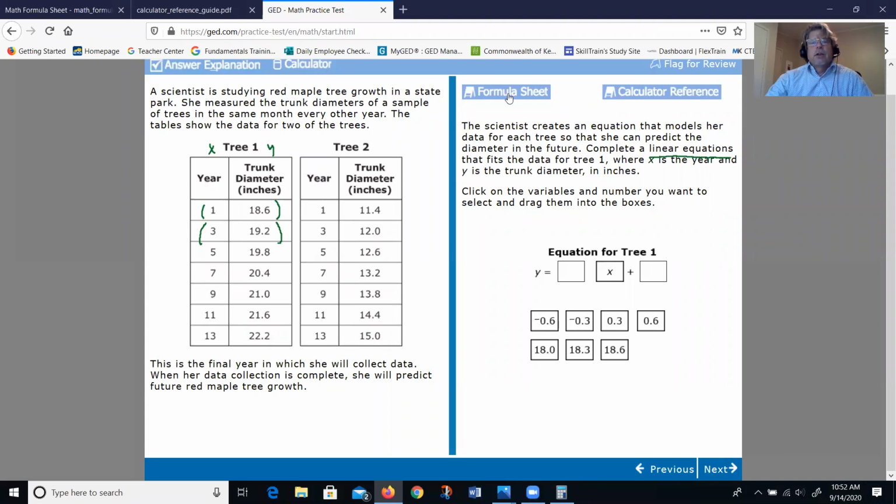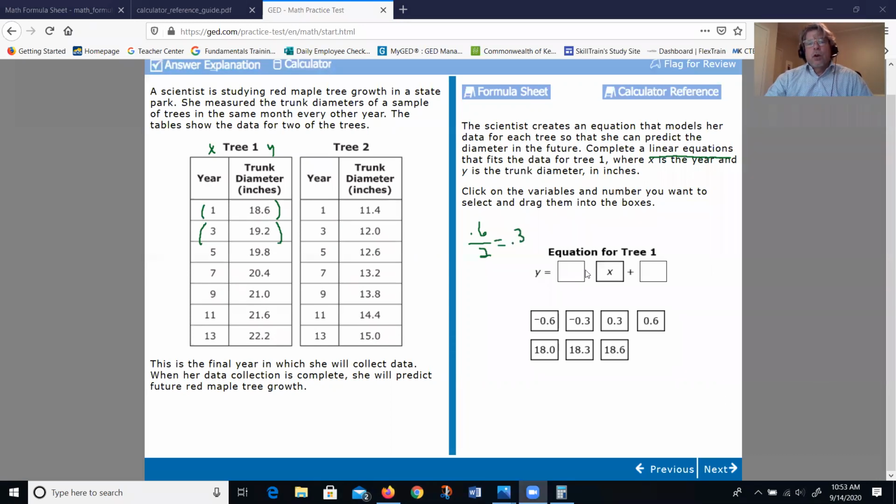So when I do the math, what I pick up on is the 19.2 minus the 18.6 is going to give me this 0.6. And then this 3 minus 1 is going to give me this 2. And when I do that math, that gives me then this 0.3.